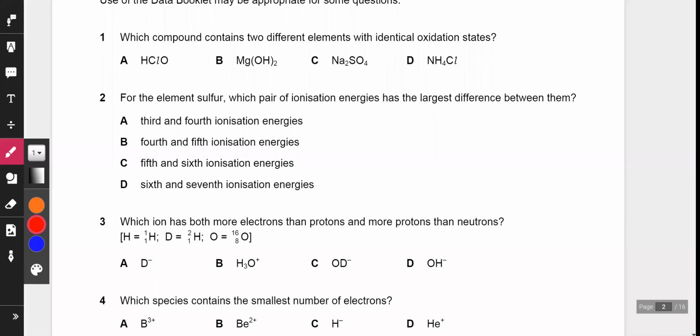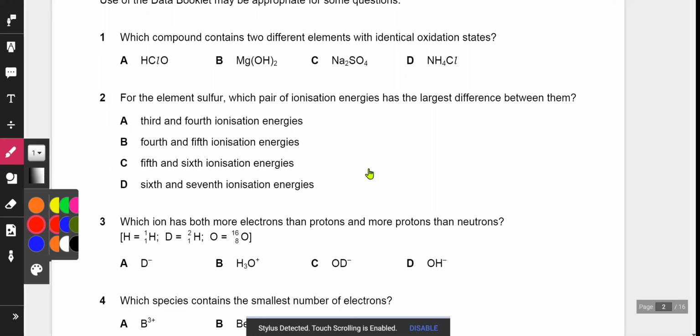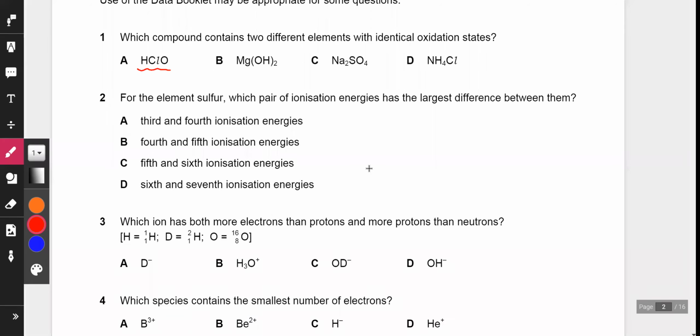So starting with the first question, which compound contains two different elements with identical oxidation states? So two different elements with identical oxidation states. My hunch is it's the first one because H is plus one. Cl we don't know, that's X. O is minus two. The total charge, it's a neutral molecule, should be equal to zero.